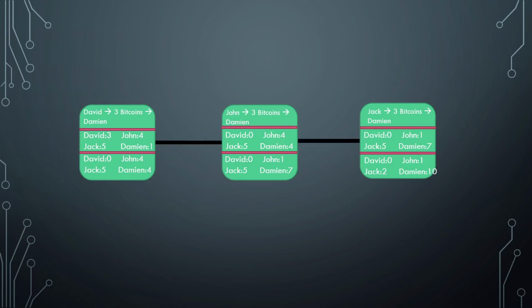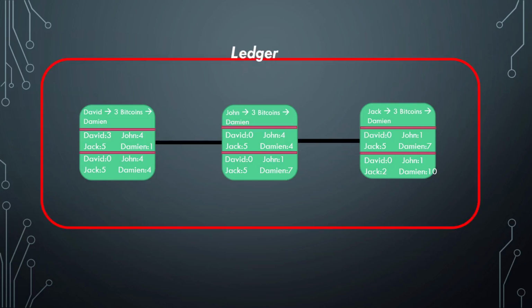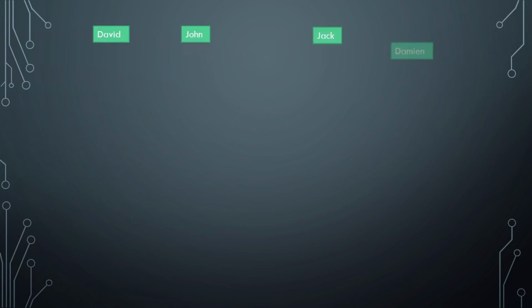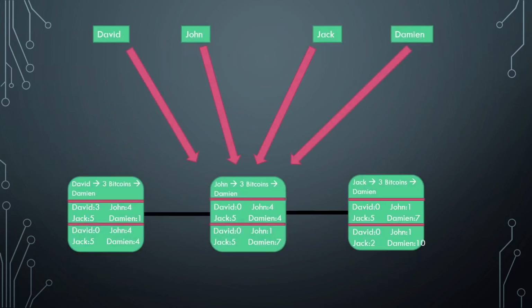These blocks are linked to each other, which forms a blockchain, and each block takes reference from the block before. Like block 3 records the transaction that happened between Jack and Damien, but also knows how many Bitcoins those 4 friends had before the transaction between Jack and Damien, because it takes reference from the previous block. All of this is called a ledger, and each of these individuals has a copy of this ledger, making it a public distributed ledger between John, Jack, David, and Damien.